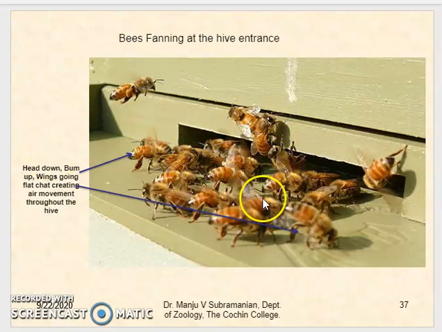Then there are a few honeybees who will usually be moving or sitting around this open hive entrance. And there are some bees that will be moving their wings, thus aerating the hive. So these are the fanners.